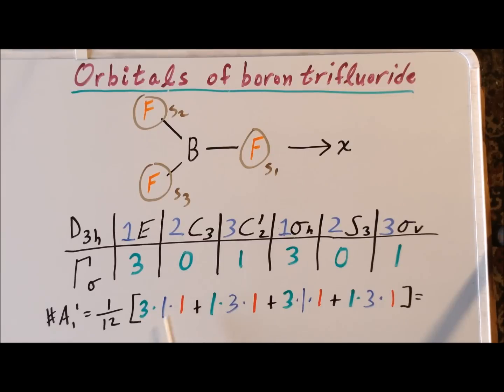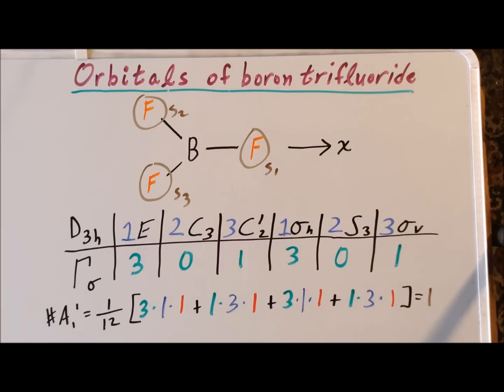We get 3 times 1 times 1 is 3. Got 3, 3, 3, 3. So 3 plus 3 plus 3 plus 3 is 12. 1 divided by 12 gives us that we have 1 A1 prime in the reducible representation.